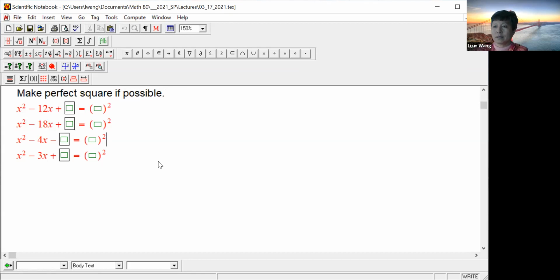So 12x minus 12x. You see, I have a title here. Make perfect squares if possible. If possible.